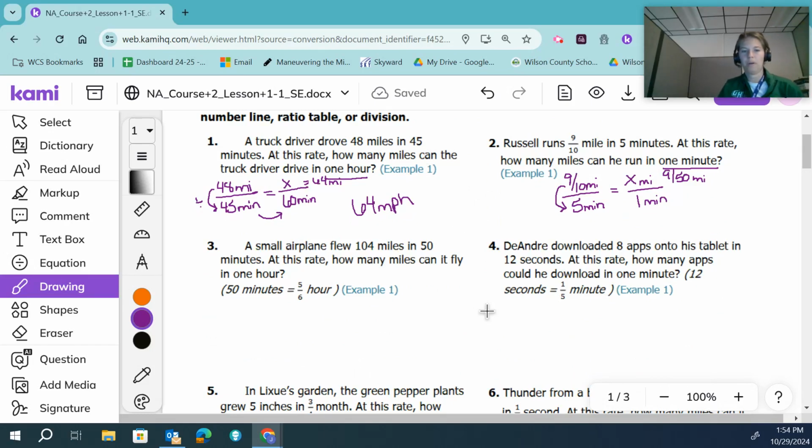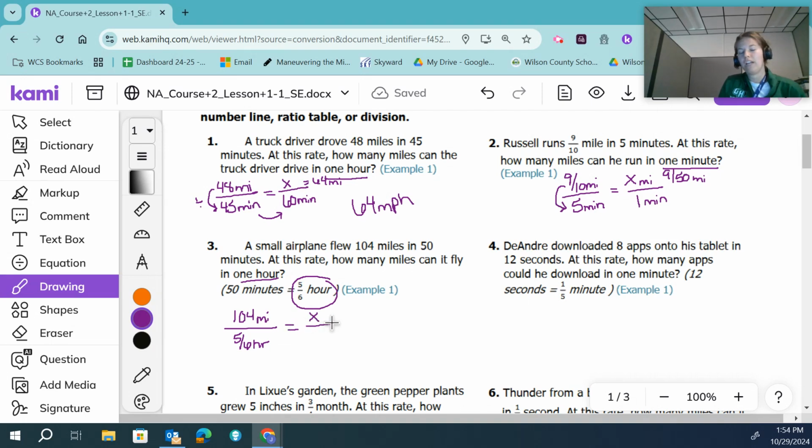All right, let's do another one. A small airplane flew 104 miles in 50 minutes. How many miles can it fly in 1 hour? This actually gives you the conversion here. 50 minutes is 5/6 of an hour. So instead of doing the process that we did in number one, we could use this 5/6 as our denominator. So I would have 104 miles in 5/6 hours.